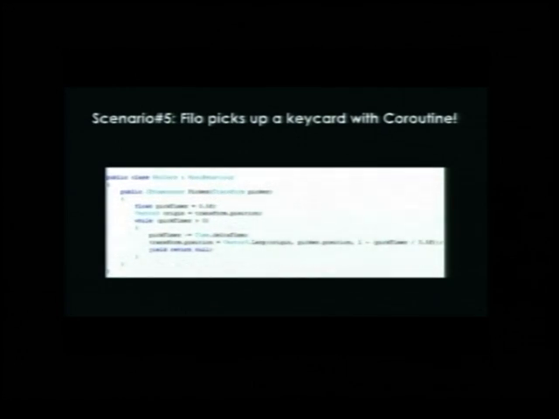Okay. Let's see scenario number 5. Philo picks up a keycard with coroutine. As I showed you before, I implemented it with the update loop. Can you remember the update function? It's quite simple and easy, yes? And the pick coroutine is quite similar to the update loop. The only difference is I add yield return null into the while loop. That is coroutine.